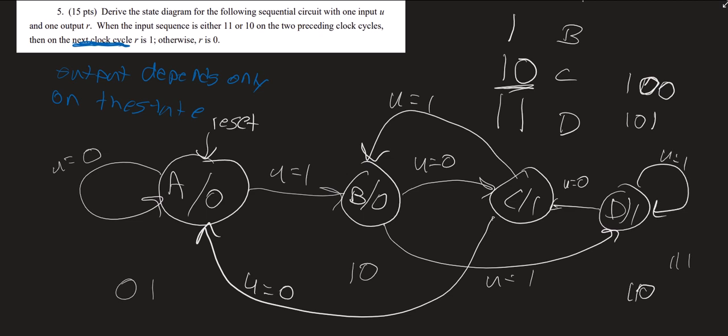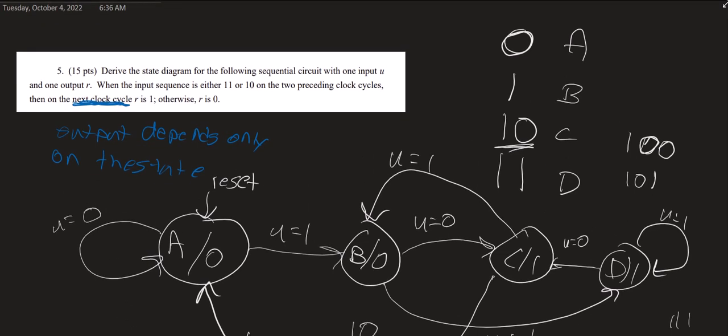If you look at the answers from Dr. Trahan, he labeled his C and D, I think, differently from mine. Does that make sense? You get to choose how you label your states, and I believe he chose A, B, C 1, 1, and D 1, 0.